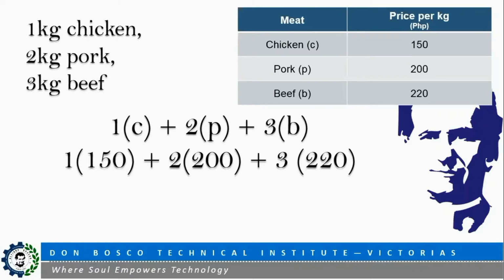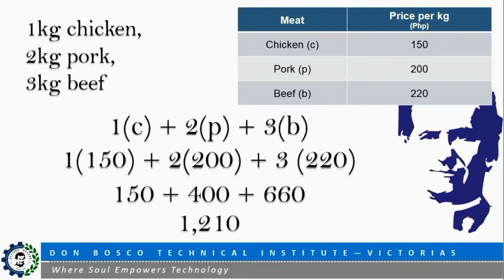Hence, we have 1 times 150 plus 2 times 200 plus 3 times 220. Simplifying, we have 150 plus 400 plus 660, giving us the total answer of 1,210.